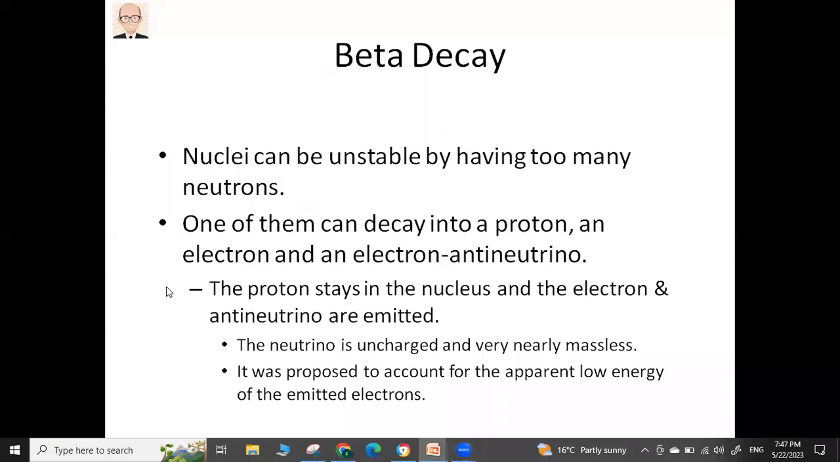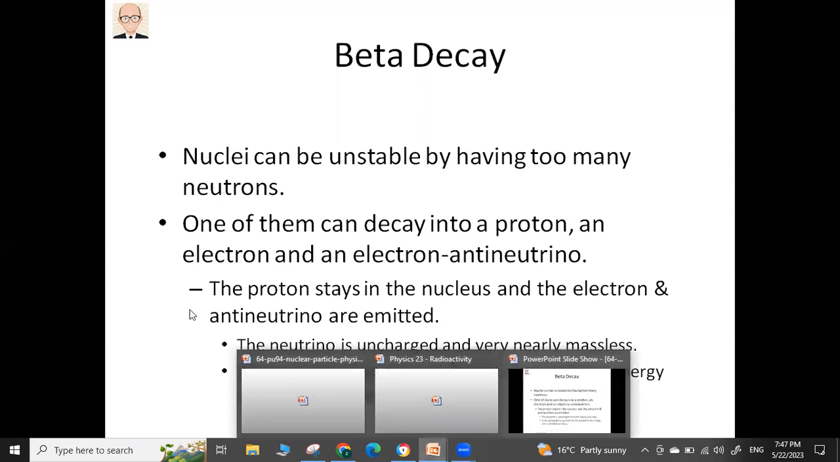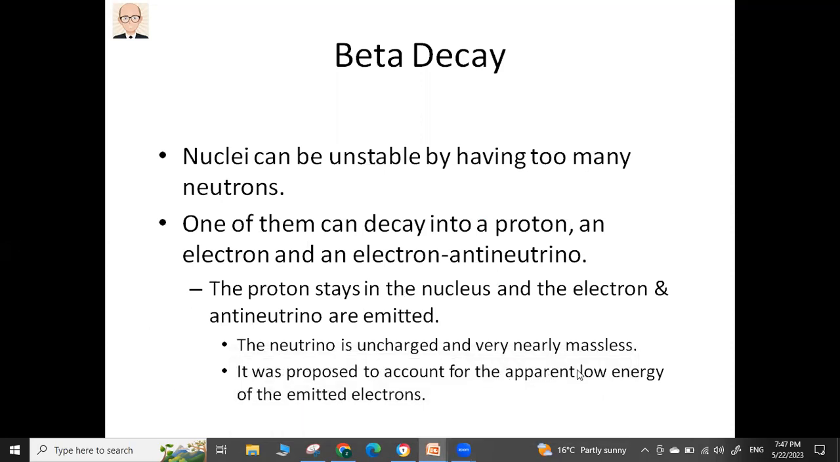Let's continue. Now we will see beta decay. Nuclei can be unstable by having too many neutrons. One of them can decay into a proton, an electron and an antineutrino. The proton stays in the nucleus, and the electron and antineutrino are emitted. The neutrino is uncharged and very nearly massless. It was proposed to account for the apparent low energy of the emitted electrons, so it balances the energy for the reaction.